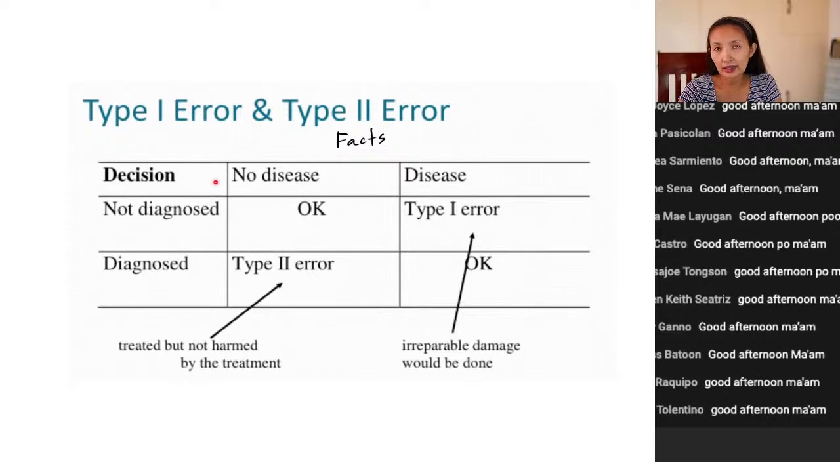Walang sakit, pero na-diagnose. Error yon. Wala siyang sakit, that's the disease, no disease. Okay? Yet, he was diagnosed to be having that disease, type 2 error. Okay? So, consequence, the person could be treated but not harmed by the treatment. Pwede rin harm. Okay? Next, fact is, the person has the disease and he was diagnosed. Okay. Decision is correct. Okay?